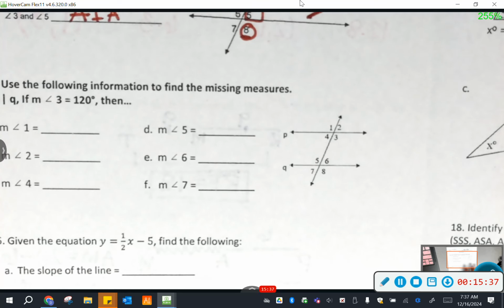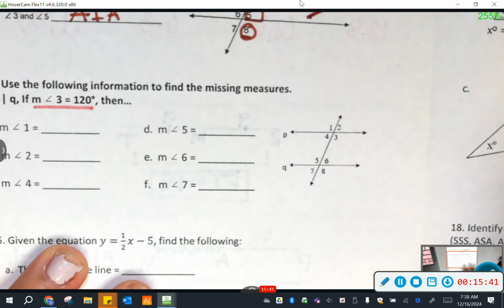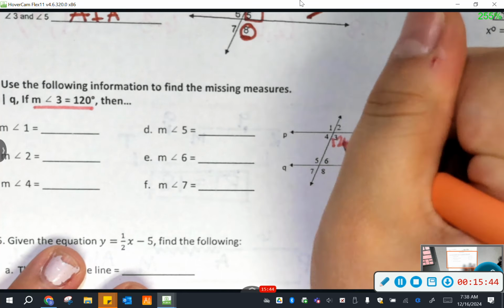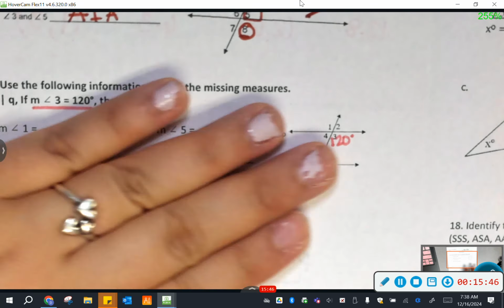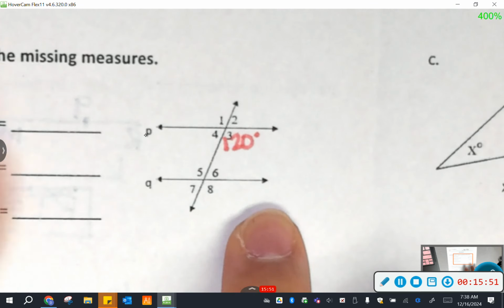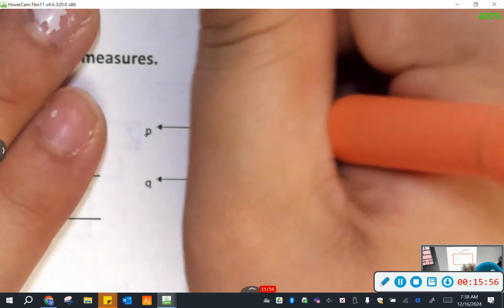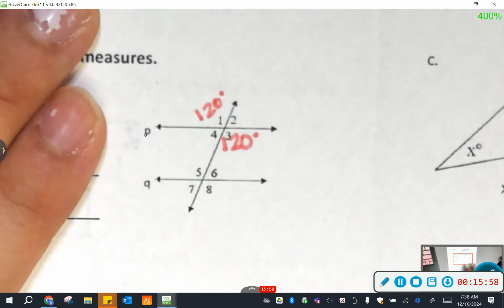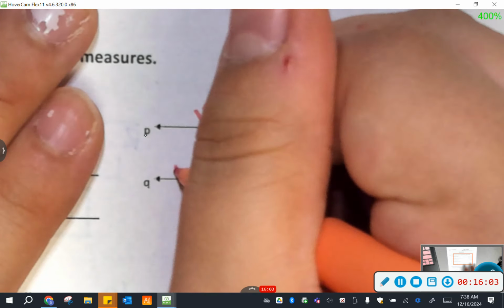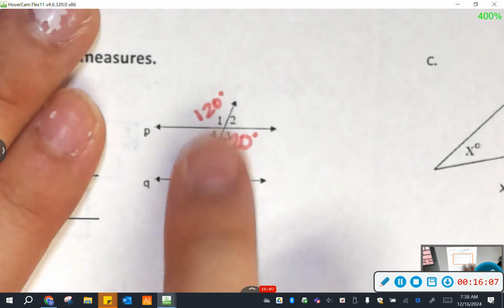Next question says, use the following information to find the missing measures. And it tells you they're parallel, and it also tells you 3 is 120 degrees. I'm not even going to pay attention to this. Sorry for my ugly nails. If I know 3 is 120, what else do I know? 1 is 120. What else? 8 and 5 are also, because it's parallel, my corresponding angles, the ones that are in the same spot, will be the same.